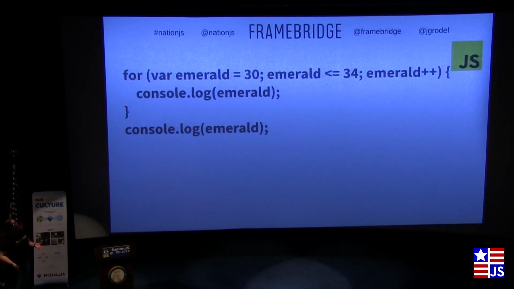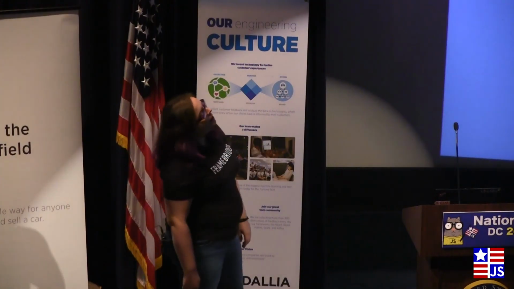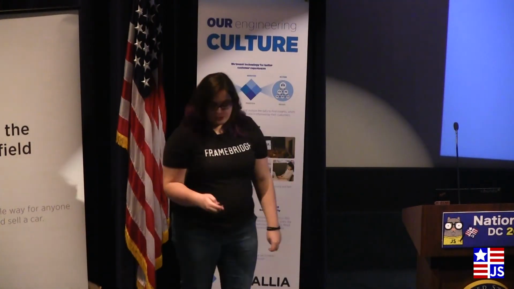And to contrast, here's that same code with var. We're going to get the same output. After the 34 is console logged out, it's going to increment emerald again to 35, then break out of the loop because 35 is greater than 34, and we'll get down here. And down here, we've still got emerald and it's at 35. So if we're depending on that variable elsewhere, it might have a different value than what we were expecting.